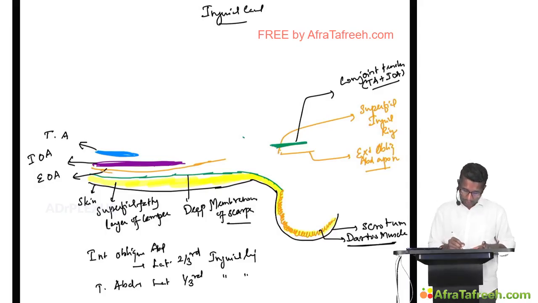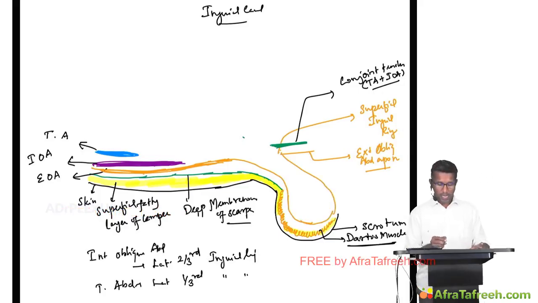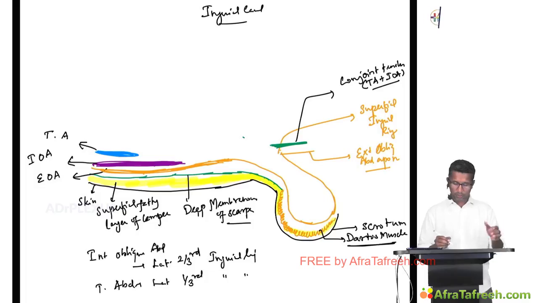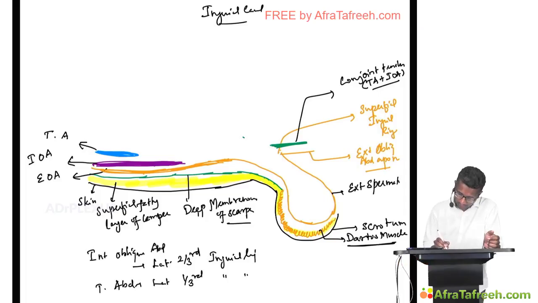The external oblique abdominis muscle continues into the scrotum as external spermatic fascia. So it continues into the scrotum as what? It continues into the scrotum as external spermatic fascia. So what is this fascia? This is called an external spermatic fascia.